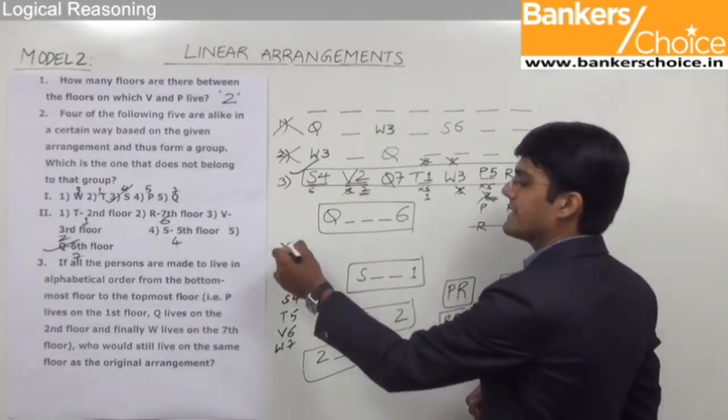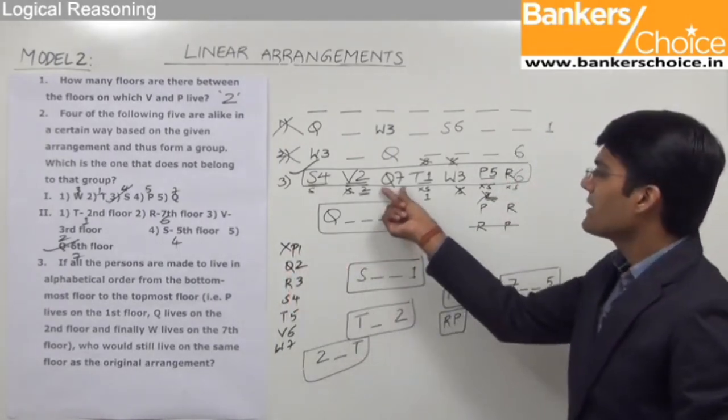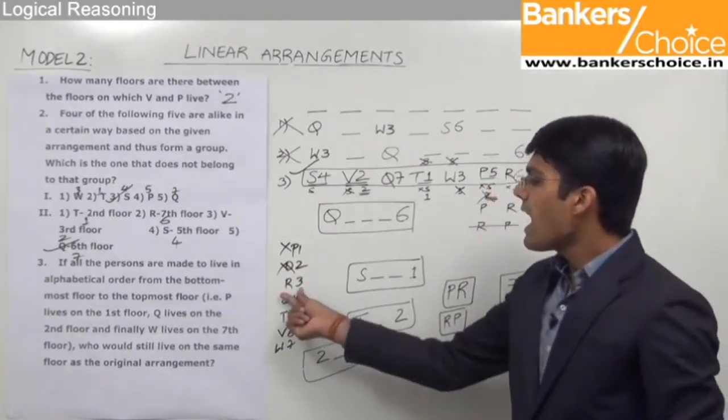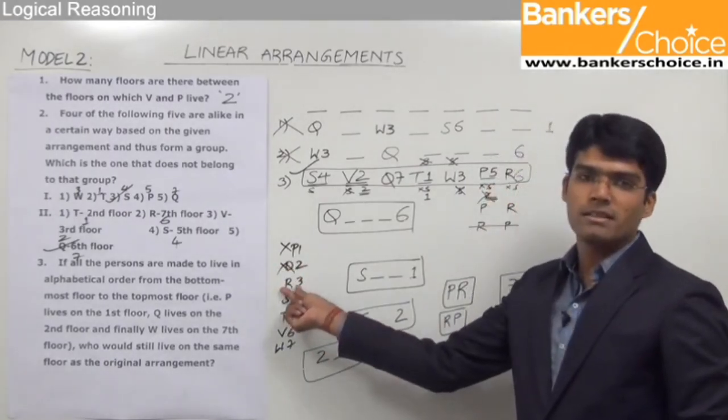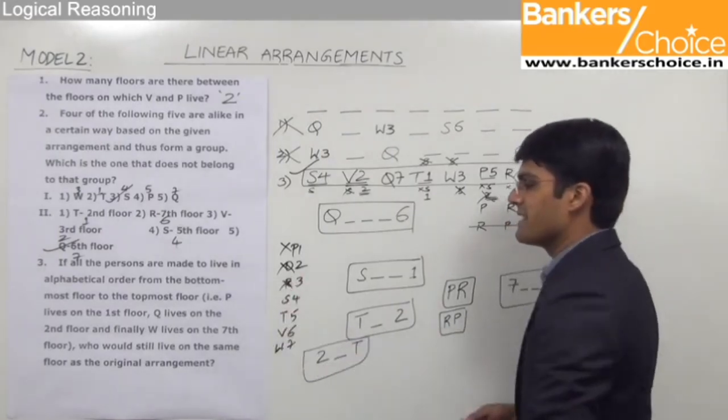So P cannot be the answer. Q, as per the alphabetical order, should be on 2nd floor, but as per the arrangement, he is on 7th floor. So even Q cannot be the answer. R in alphabetical order is on 3rd floor, but in the arrangement R is on 6th floor. So even this gets cancelled.